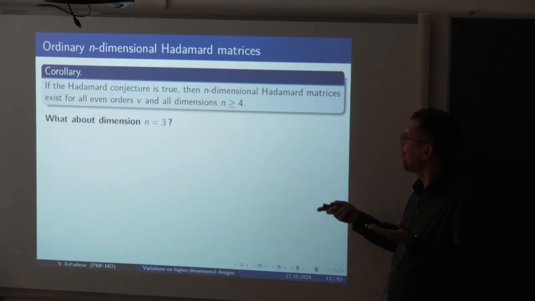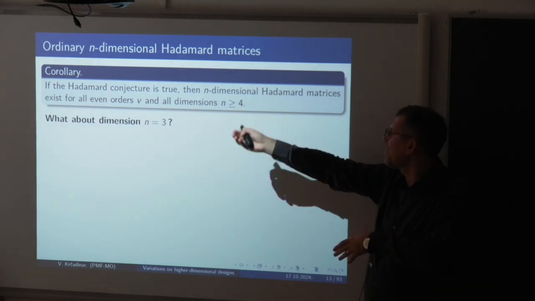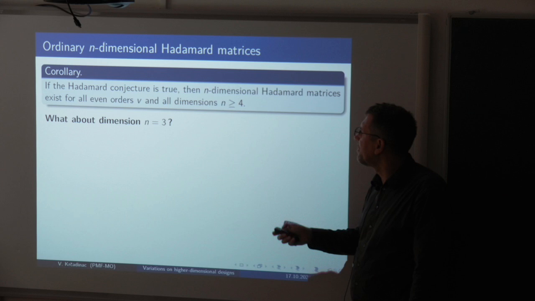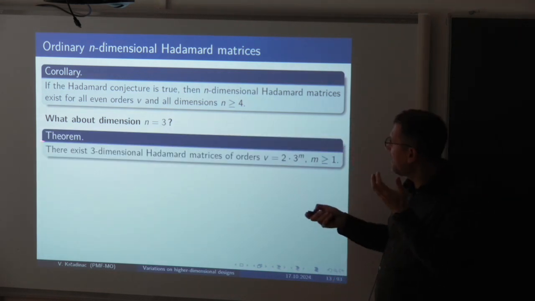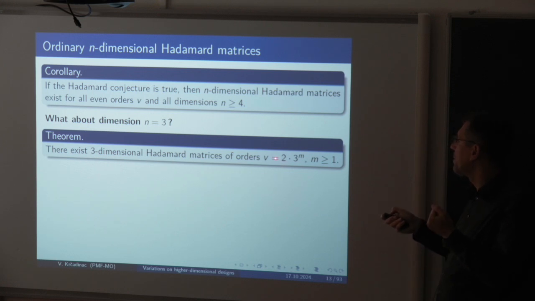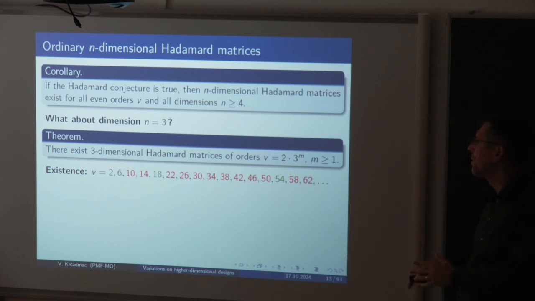And what about dimension 3? This is a more difficult question. If you have dimension 3, then you can increase the dimension from there, but you cannot build them directly; well, in some cases you can. Yang has this theorem which covers orders of the form 2 times 3 to some power. So let's say 6, 18, 54. But this is quite sparse. There are a lot of orders for which he didn't know whether ordinary n-dimensional Hadamard matrices exist.